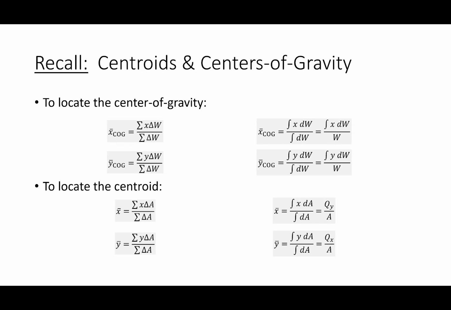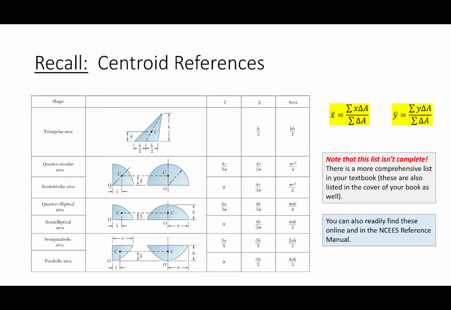Okay, so last time we started with this. And again, when we derived the expression for the centroid, we started with a weight perspective and then generalized that to looking at areas. And then we broke out the idea of these centroid references, which we're not going to use today, so I'm just going to gloss over them.